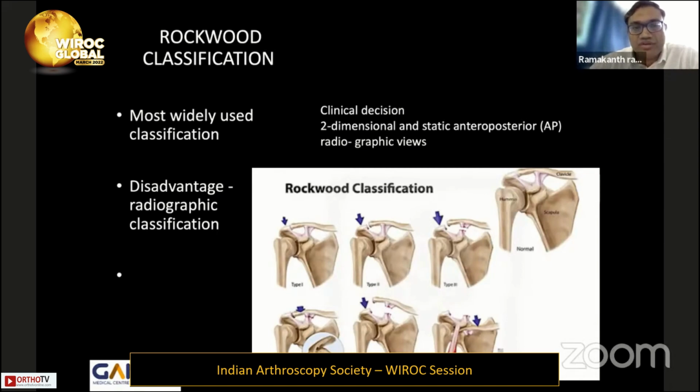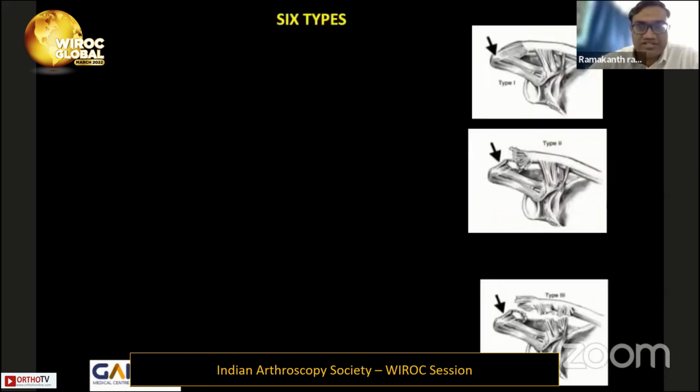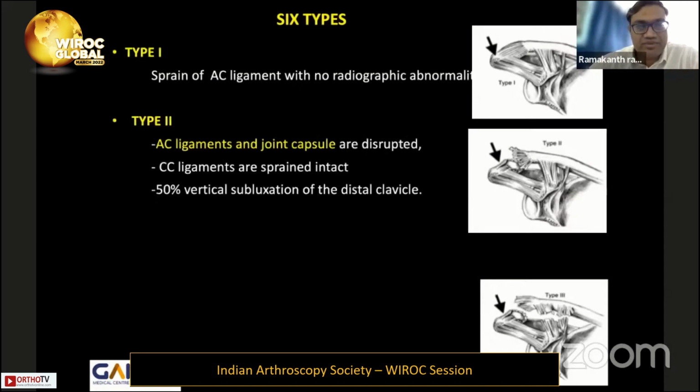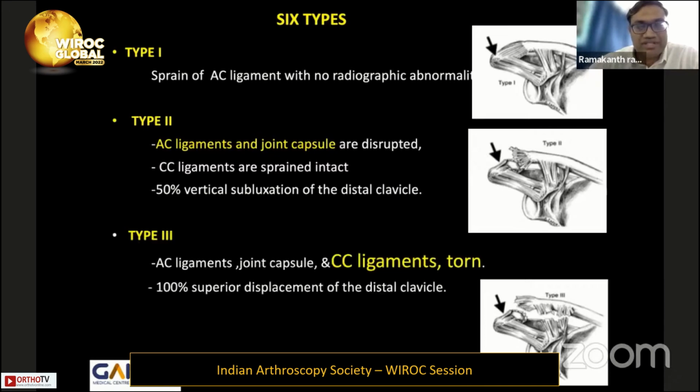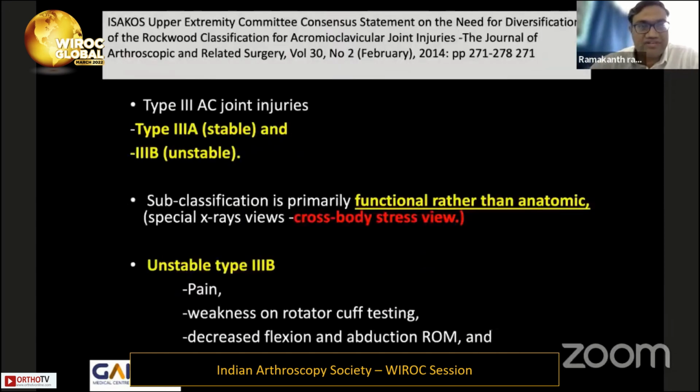point, where it's two-dimensional, and the decision based on these classifications is disadvantageous. So the type 1 classification is just a sprain of AC ligaments. Type 2, where the AC ligament and joint capsule are torn and CC ligaments are sprained, with 50% subluxation. And type 3 includes the coracoclavicular ligaments being torn, with more than 100% dislocation of the distal clavicle.